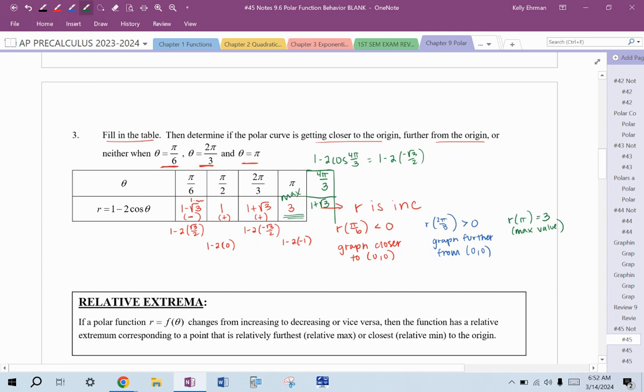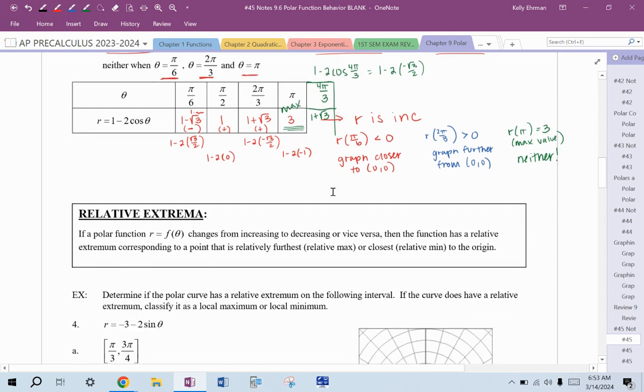So is the point at that maximum getting closer or further from the origin? Well, it's a turning point, right? So it's kind of hard to say whether that's really getting closer or further at that point. It's kind of like the turning around point. So this is where you would have neither. I'm not sure if we'll see neither on our AP test, but I just wanted to put that out there.